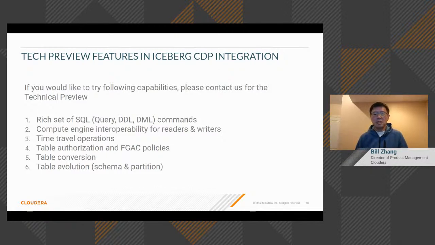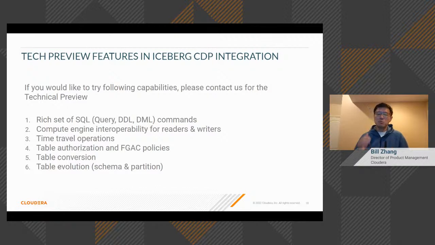Compute engine interoperability for readers and writers. What does that mean? For example, if you want to use Hive to do ETL, or Spark to do ETL, and at the same time you want to use Impala to do the BI query reads, you can do that through our tech preview. That's what we call compute engine interoperability, really enhancing the multi-function analytics that we're talking about on this Iceberg table format. And later on, I'm going to show you a live demo based on that as well.